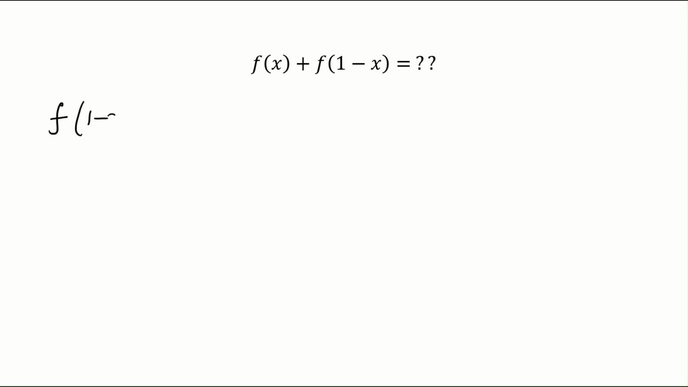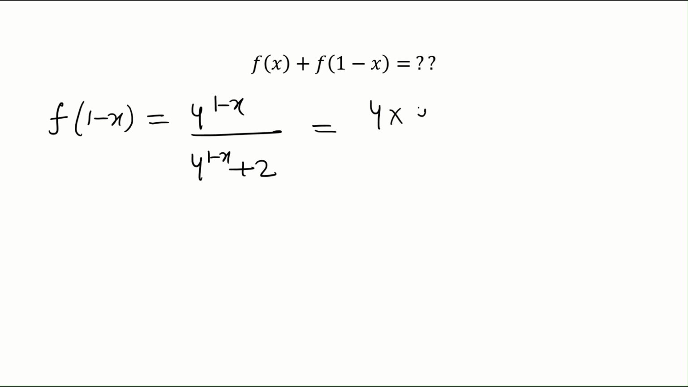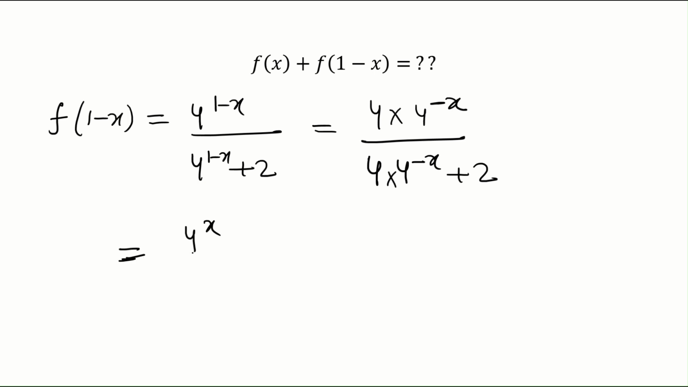f of 1 minus x is going to be 4 raised to the power 1 minus x over 4 raised to the power 1 minus x plus 2. We can simplify it: 4 multiplied by 4 raised to the power negative x, divided by 4 multiplied by 4 raised to the power negative x plus 2. And again, we can multiply numerator and denominator by 4 raised to the power x, so that in the numerator we are left with 4, and in the denominator we have 4 plus twice of 4 raised to the power x.